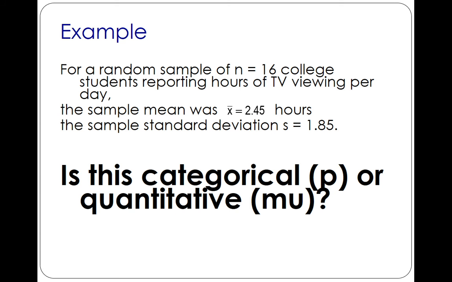Let's try another one. For a random sample of n equals 16 college students, reporting hours of TV viewing per day. This is ancient days, like maybe 2 years ago, because none of you watch TV anymore. Not on the TV set. The sample mean was x bar equals 2.4 hours. The sample standard deviation is 1.4. Is this categorical or quantitative? Quantitative, because time is quantitative. So we're in that category of quantitative data.